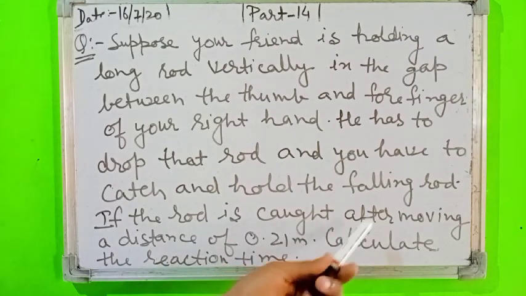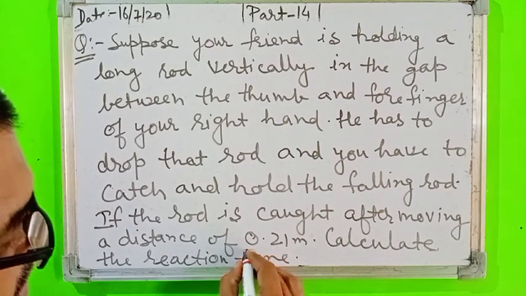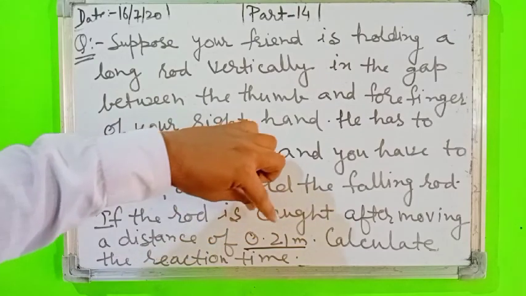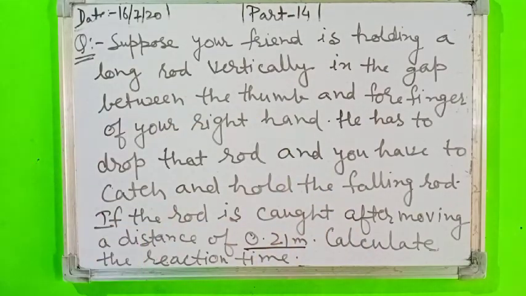If the rod is caught after moving a distance, between releasing the rod and catching the rod, the distance traveled by the rod is 0.21 meter. Now we have to calculate the reaction time. Look at the students.